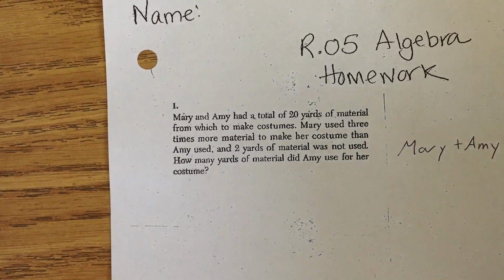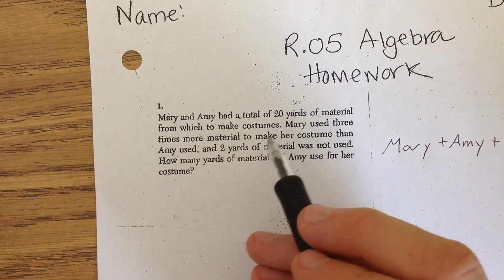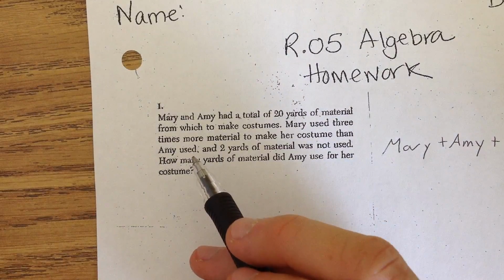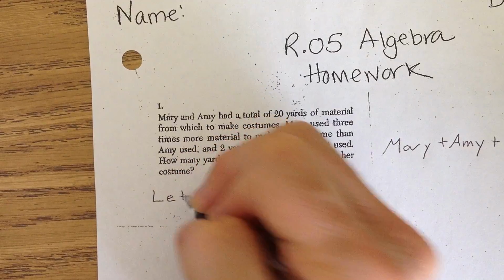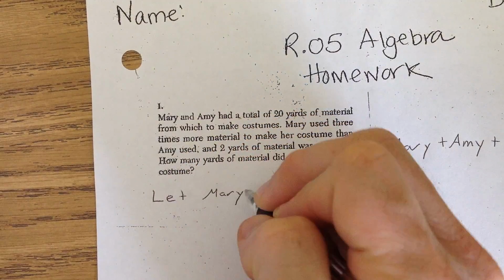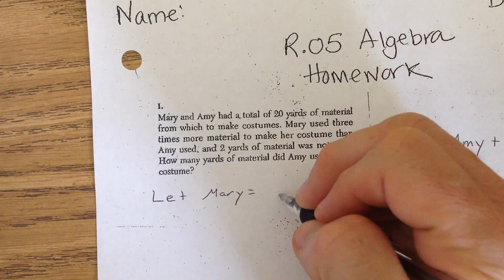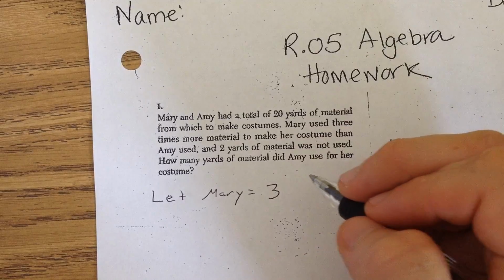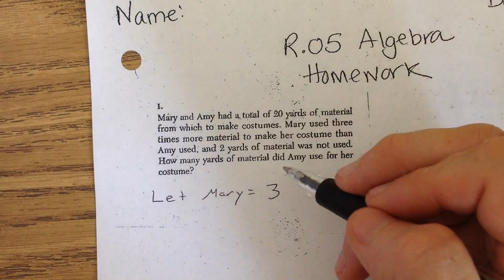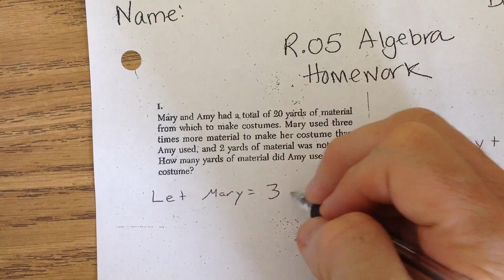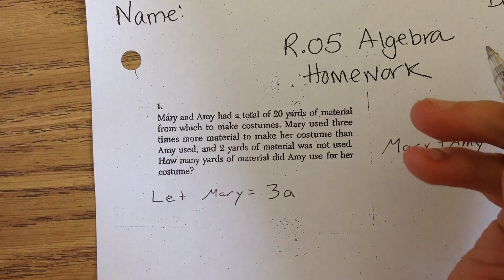So let's take a closer read here. It says Mary used 3 times more material to make her costume than Amy used. So let's start with a let statement. We're going to say let Mary equal, and then it tells us she used 3 times, so let's get that 3 down there, as much material as Amy used. We don't know how much Amy used. That's the whole point of the problem. So we're just going to use a variable there and say let Mary equal 3a, a for Amy.